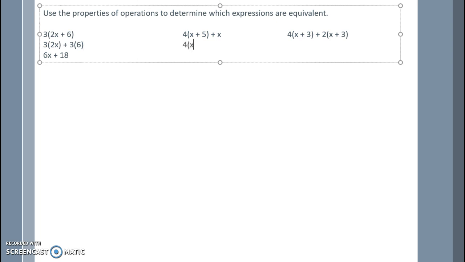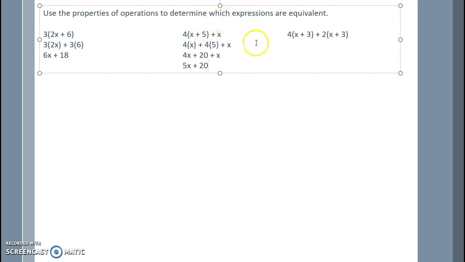We will then have 4 times x plus 4 times 5 plus the x. This will give me 4x plus 20 plus x. I can group all of my x's together, giving us 5x plus 20. So right off the bat, the first 2 are not equivalent to each other. What about the third one here?